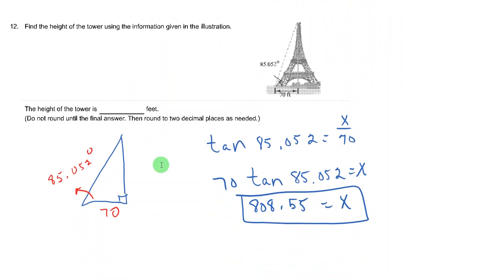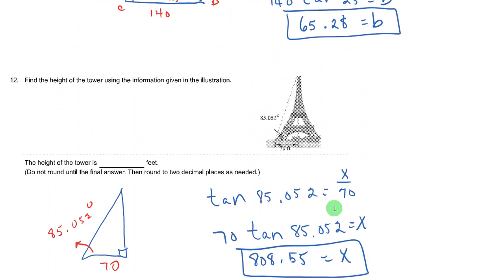And number 12, same idea, we're finding the height of the tower. If you draw it over here, it's a little bit easier to see. We have an angle here of 85.052 degrees, and we know that this leg is 70. And we're supposed to be finding this. That's our x. So the tangent of this angle is x over 70. Multiply by the 70 here, do this on your calculator, and you will get your x. I think that's it for the problem. So you're going to be solving some right triangles in 8.1, and I think we've got enough to do that.